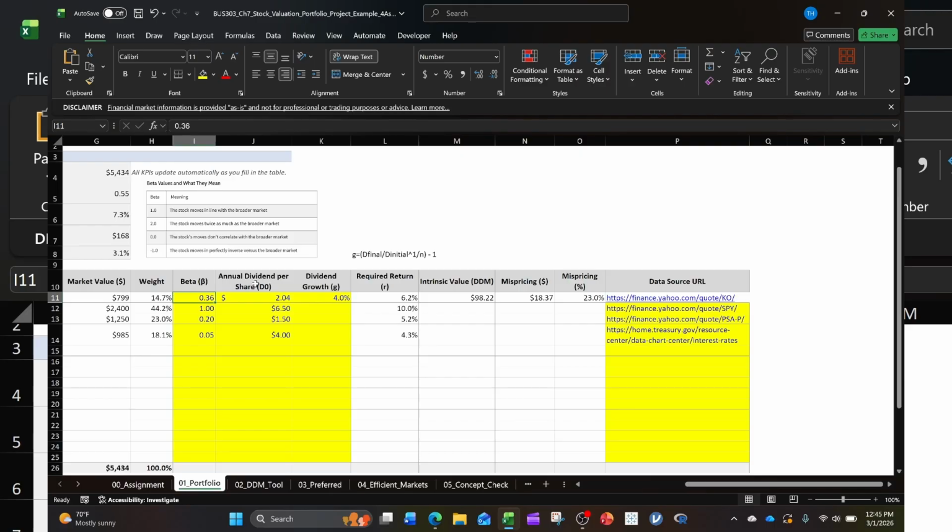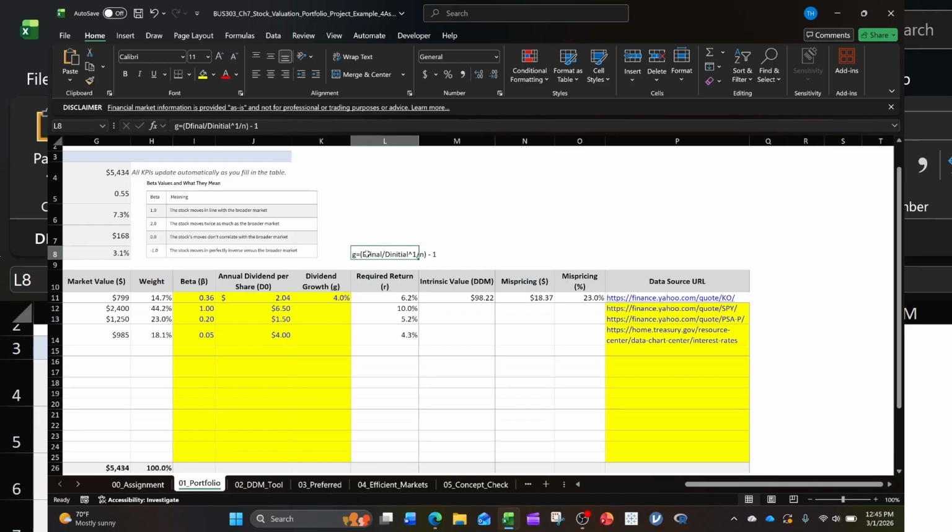Your annual dividend per share, we went over a little bit of this. For Coke, it was 51 cents, and it's paid quarterly. So we multiplied the 51 cents times 4 to get the annual dividend per share.